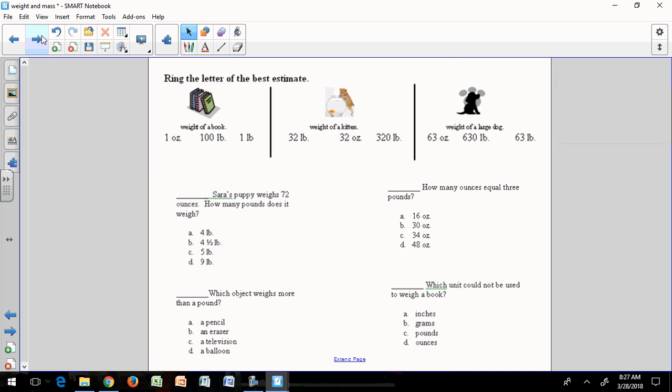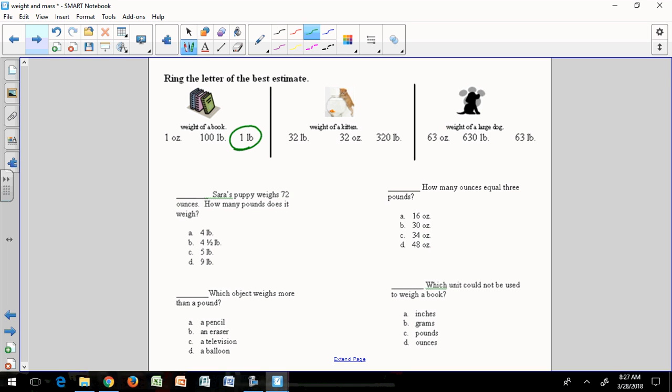All right, so right off the bat, we have a couple of estimates. It's just some reasoning to help us think of what is more or less. Okay, just reasonable stuff. The weight of a book, would it be 1 ounce, 100 pounds, or 1 pound? Well, there's 16 ounces in 1 pound. I don't think a book is going to be 1 ounce or 100 pounds. I would probably best say 1 pound.